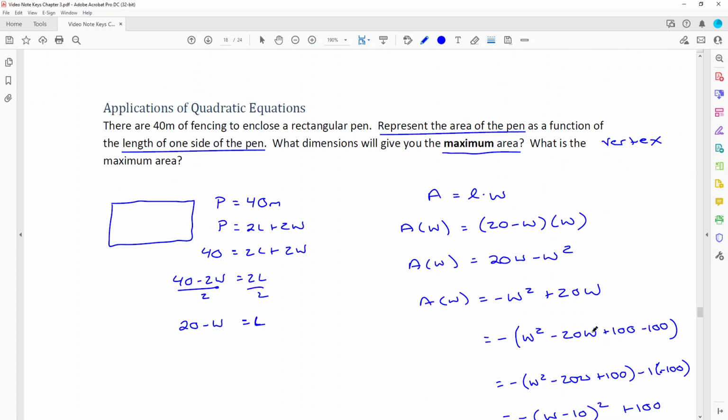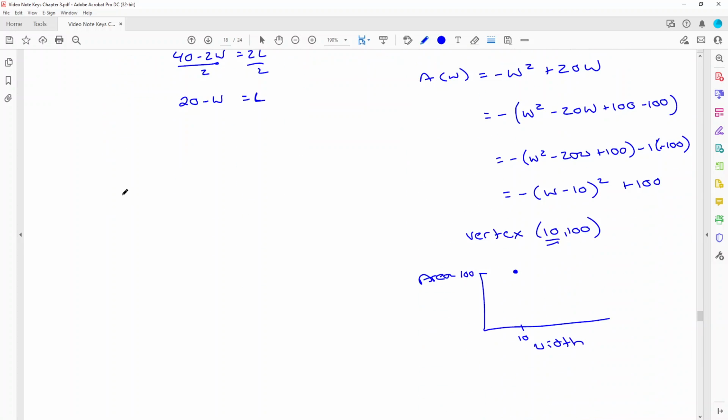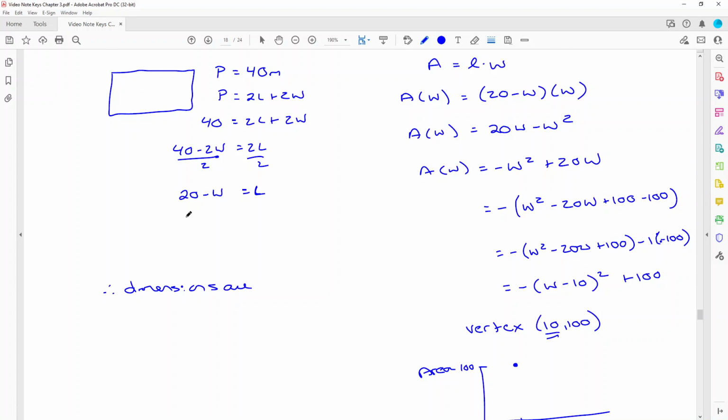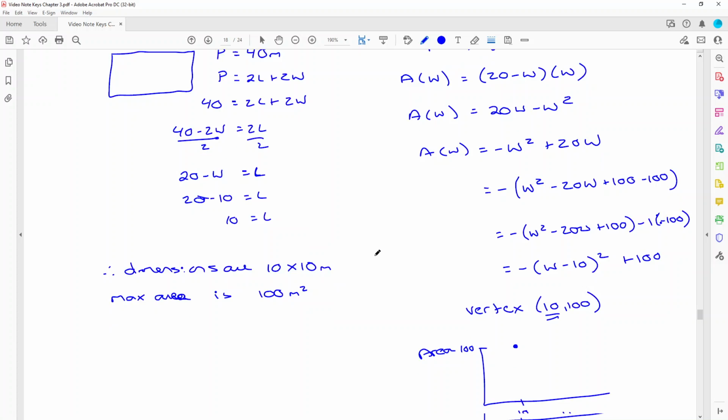So now let's answer the questions. It says, what dimensions give you the maximum area, and what is the maximum area? So therefore, the dimensions are, we've got a width of 10. So the length would be 20 minus 10. So the dimensions are 10 by 10. And the max area is 100 meters squared. And that's it. All right, let's look at another one.